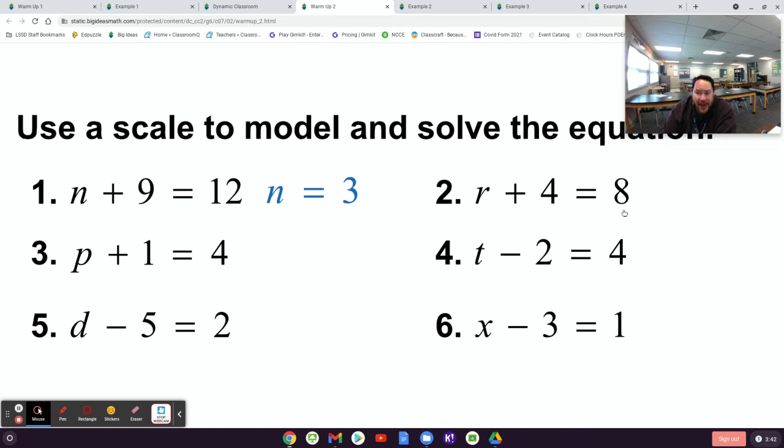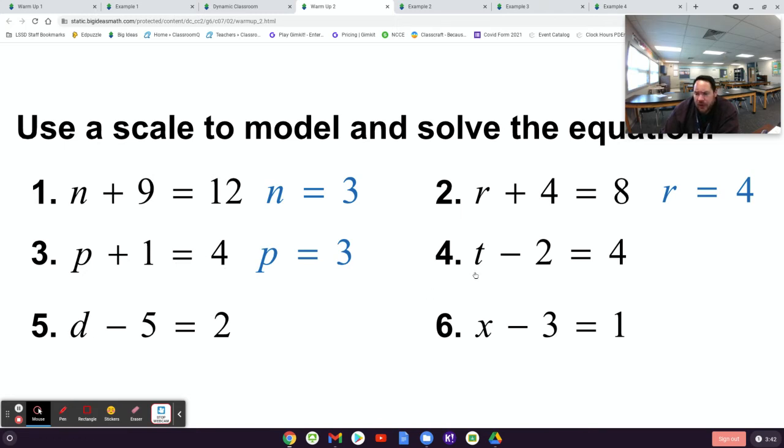Okay, for number 2, we have r plus 4 equals 8. So you're going to have to subtract to get the answer. What is the answer for number 2? Yeah, it's 4. So if you subtract 4 here, subtract 4 from the 8, and you get r equals 4. Okay, here, p plus 1 equals 4. What's the answer for p? It is 3. So when you subtract 1 on each side, you end up with p equals 3.